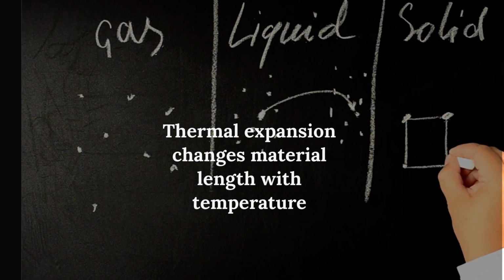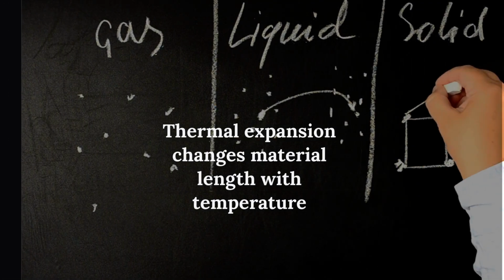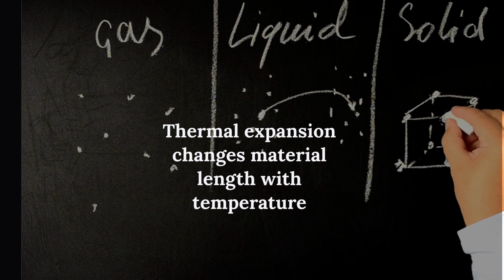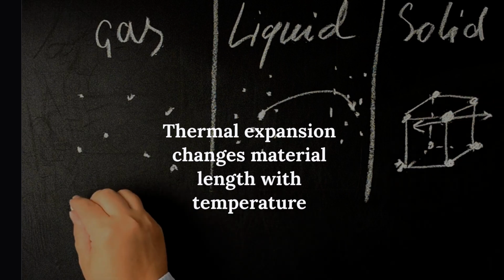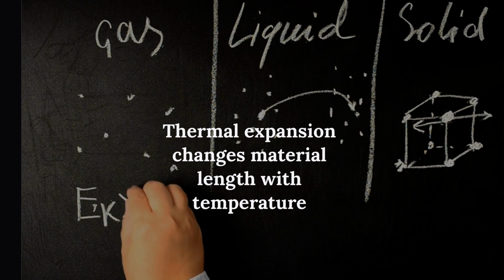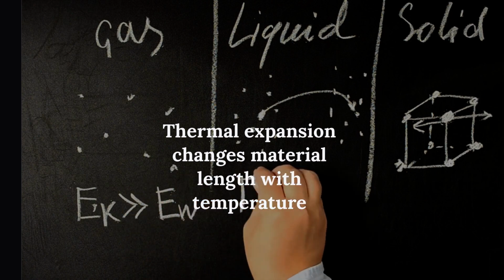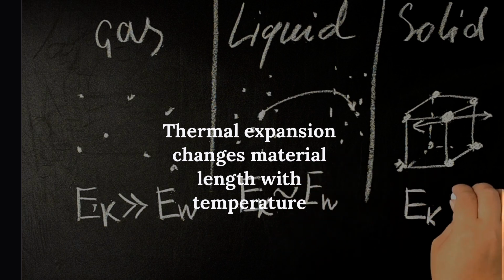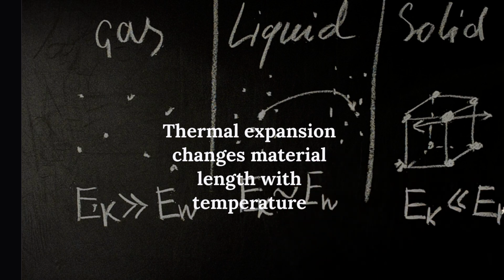Thermal expansion describes how materials change length with temperature. Heating increases particle movement, causing expansion. Cooling reduces movement, leading to contraction. The coefficient of thermal expansion quantifies this change. It's crucial for understanding material behavior under temperature changes.